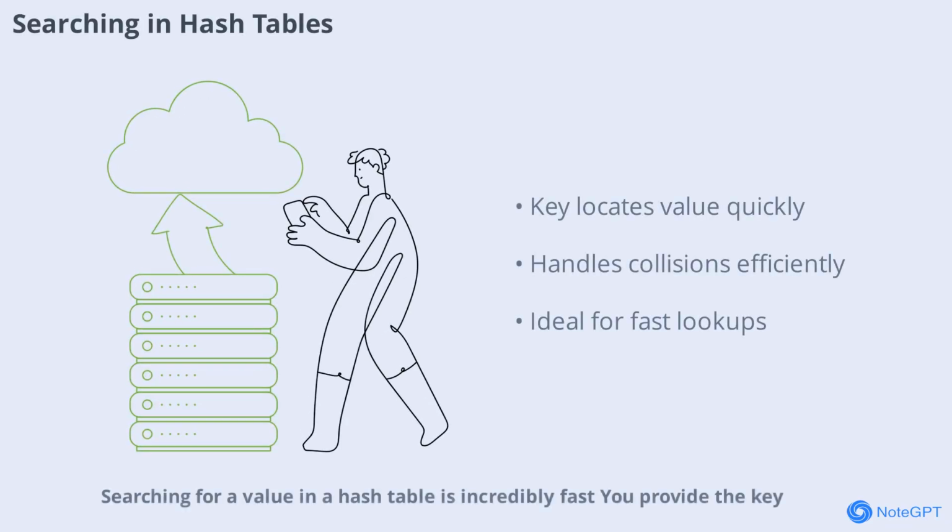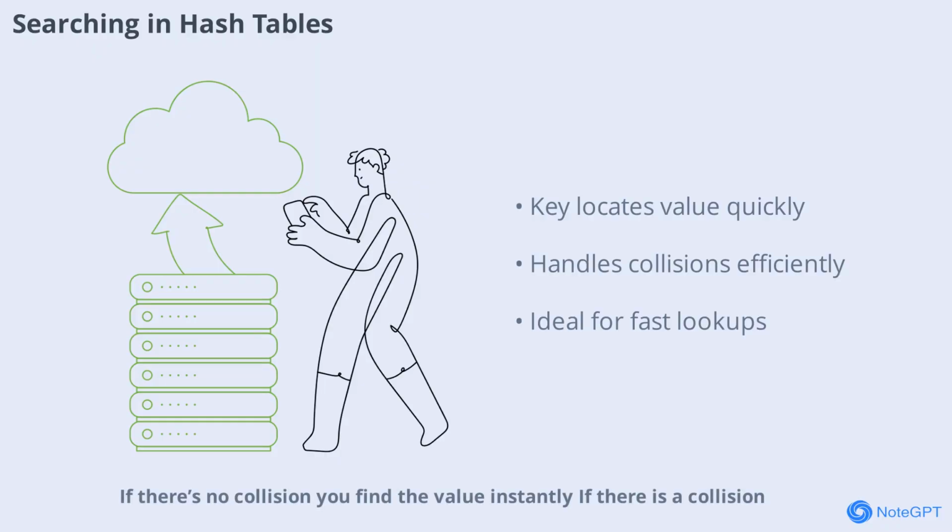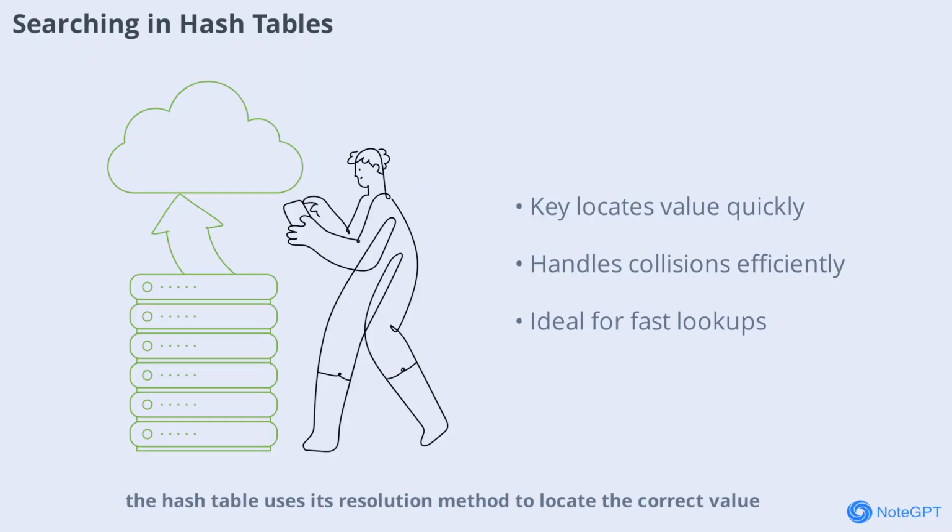Searching for a value in a hash table is incredibly fast. You provide the key and the hash function calculates the index where the value should be. If there's no collision, you find the value instantly. If there is a collision, the hash table uses its resolution method to locate the correct value. This speed is what makes hash tables so valuable in applications like databases and caches, where quick lookups are essential.